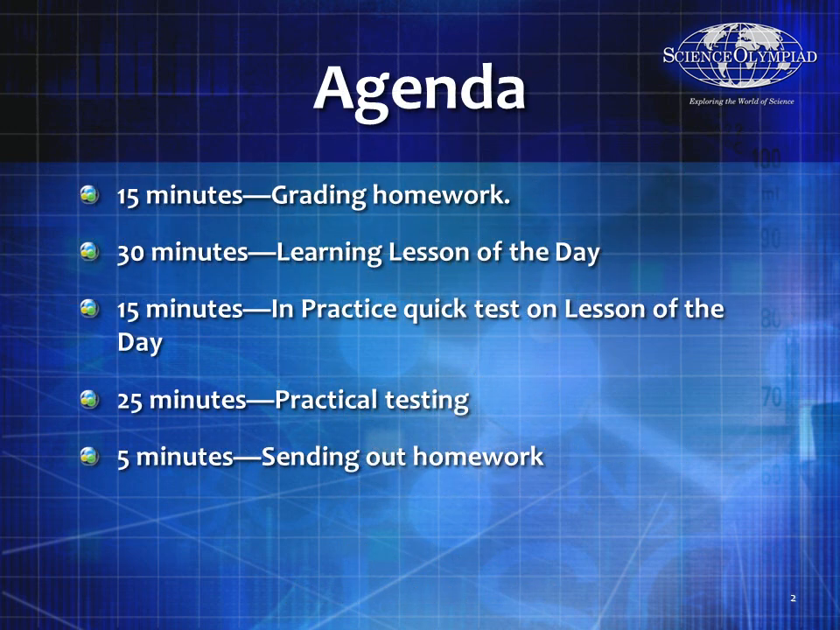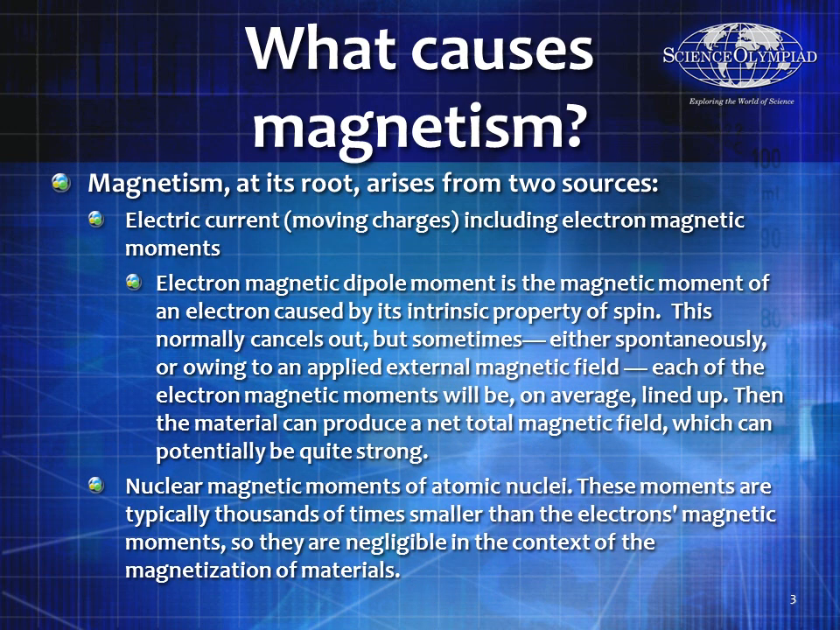So we're just going to go over our lesson of the day as we often do. What causes magnetism? Magnetism comes from basically two types of sources. One is from electric current, in other words, moving charges. Now this could be electromagnetic movements. Basically, it's caused by the intrinsic property of spin of the electrons.